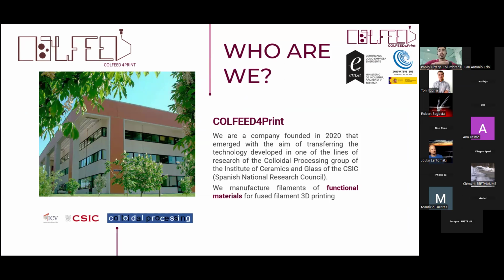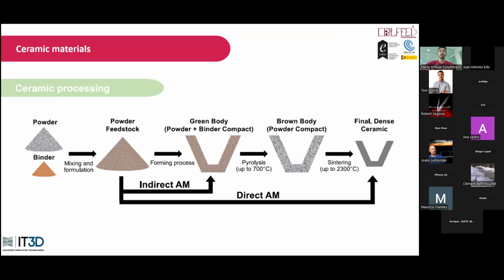So we are a startup of the Spanish National Research Council that started in 2020. We are producing high value added composite materials for thermal extrusion technologies. In this slide, you have a really simple scheme, just to understand the relevance of this type of materials and this type of technology in the traditional ceramic processing route.